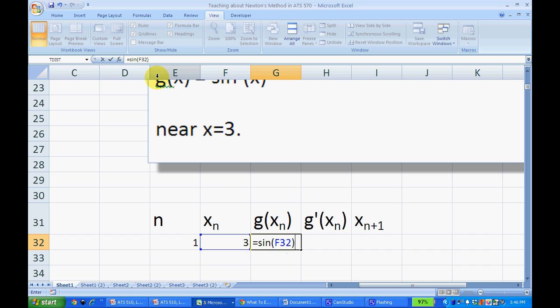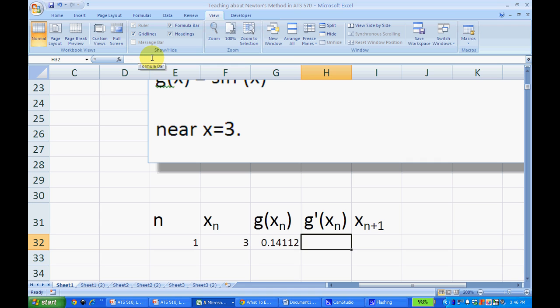I want equals sine of F32. I put the close parentheses in there and hit enter, and it'll fill it in. That is the sine of F32. And notice over here, if I look at the equation bar, the formula bar in the terminology of Excel, it tells us that this equation is equals sine F32.